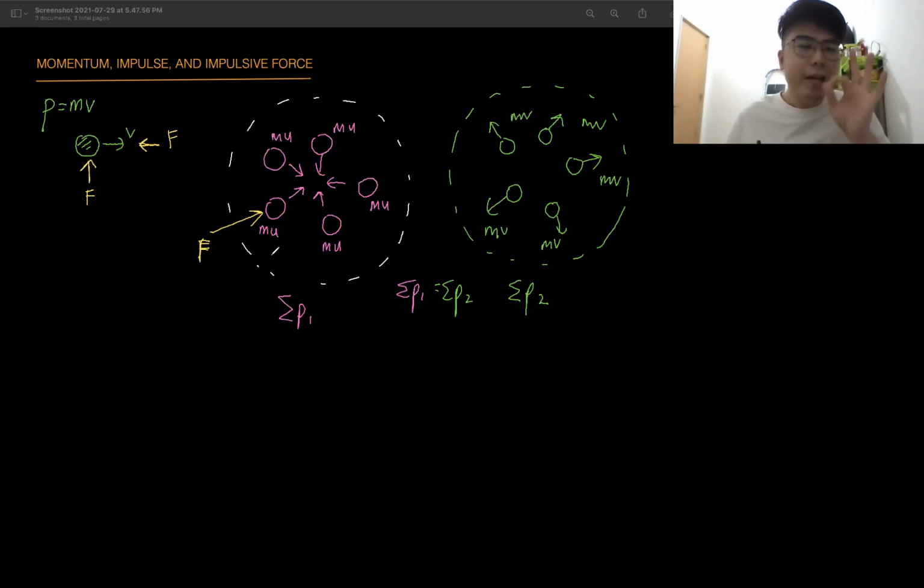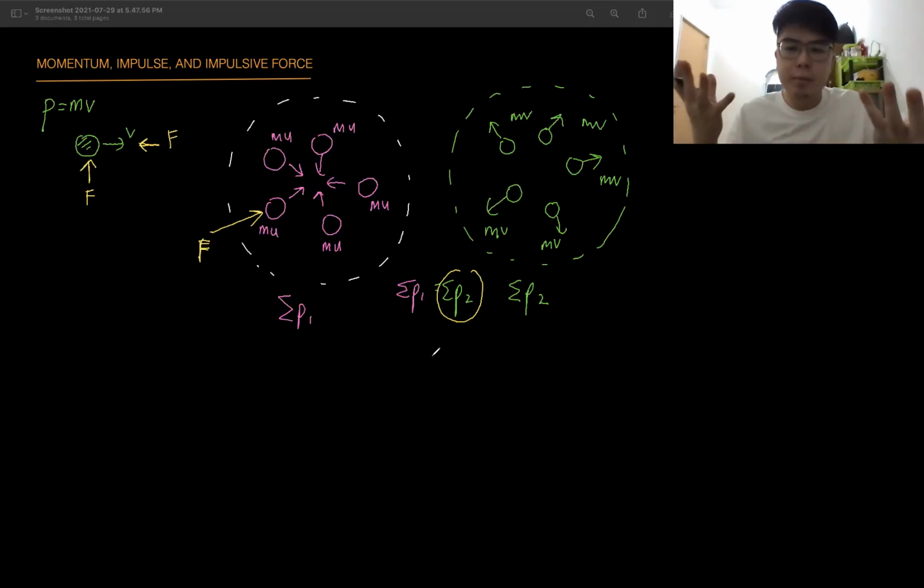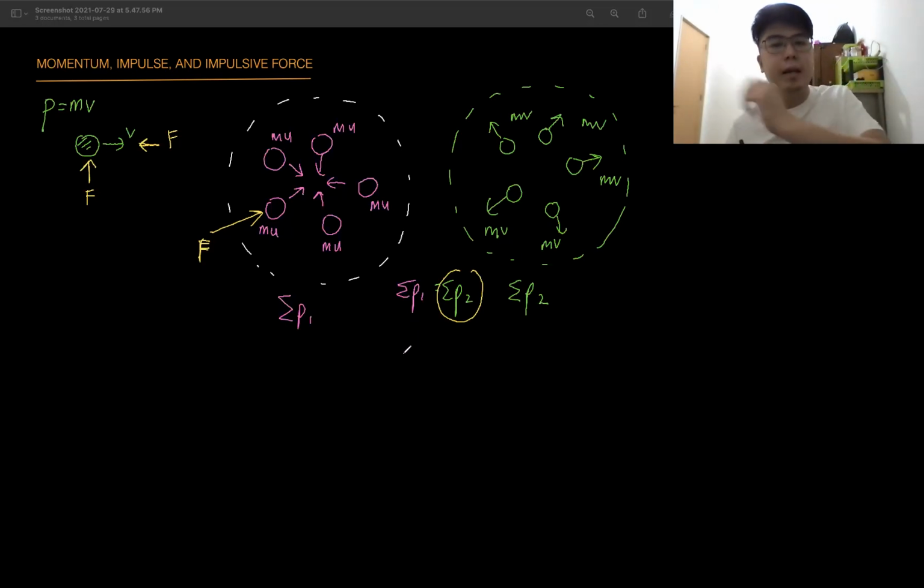So if there is an external force, then your momentum after the collision, the P2 here, will be larger than P1. They are no longer equal, so we cannot say that momentum is conserved. That's why, if you have an external force, momentum is not conserved. The word conserve means before equals after.